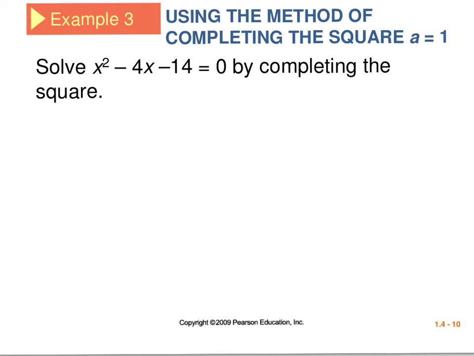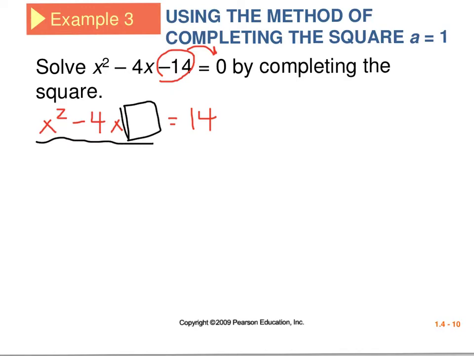Alright, so our first example here has a value of a at 1, so we do not have to worry about step 1 on the previous clip. But we do need to rewrite the equation so that our constant is on the other side. And so I'm going to do that now. So I've just rewritten it so that 14 is now on the right-hand side of the equation. And now my next step is to figure out what term needs to go here so that I could make this a trinomial to factor. And I do that with b divided by 2 squared.